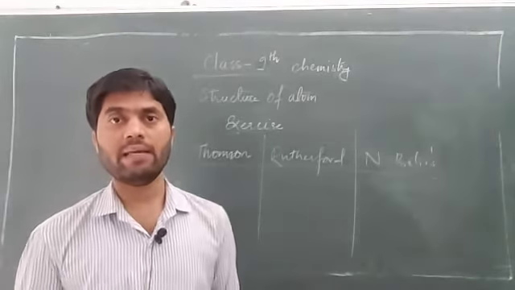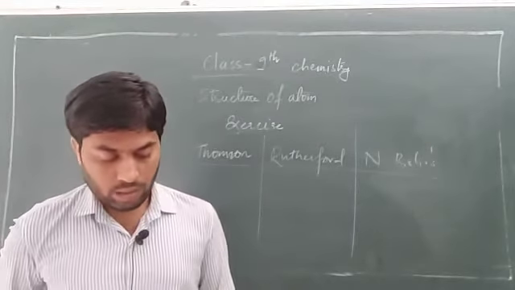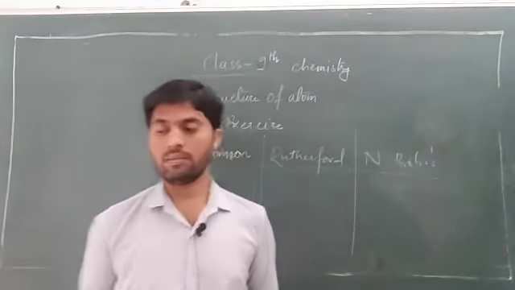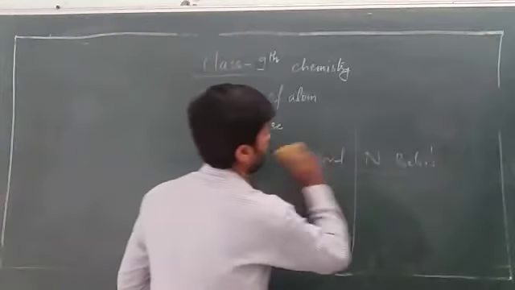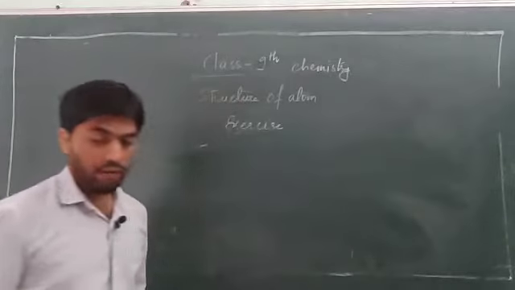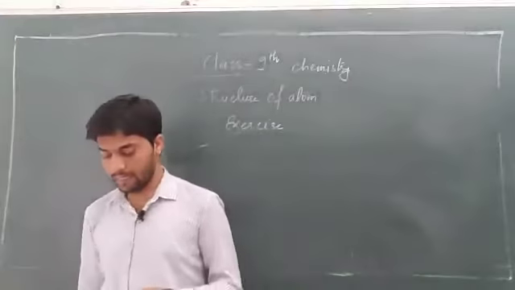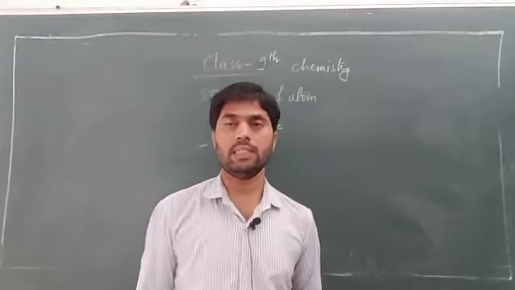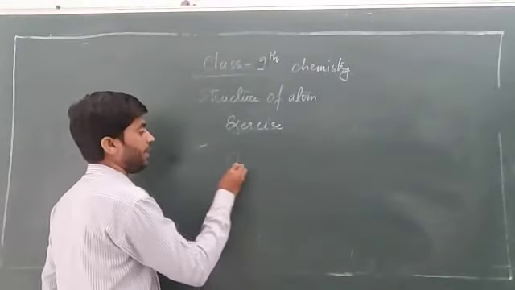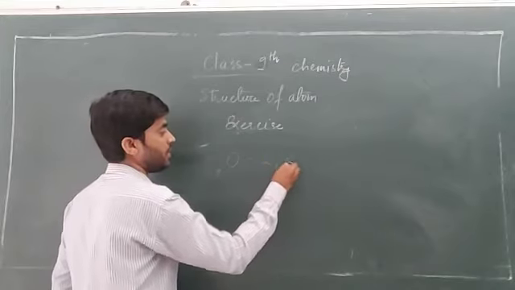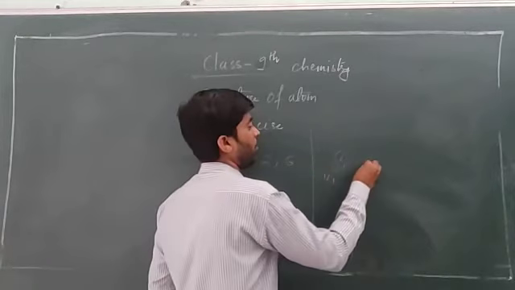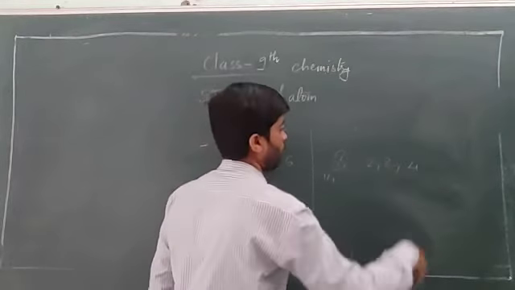Now question number 7: define valency by taking an example of silicon and oxygen. Oxygen, atomic number 8, the electronic configuration is 2,6. Now silicon, atomic number 14, that is 2,8,4.